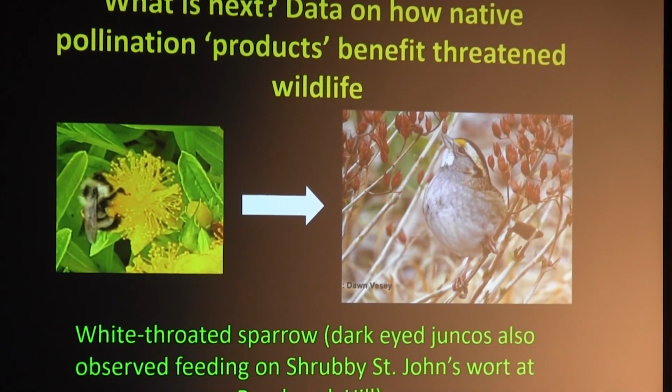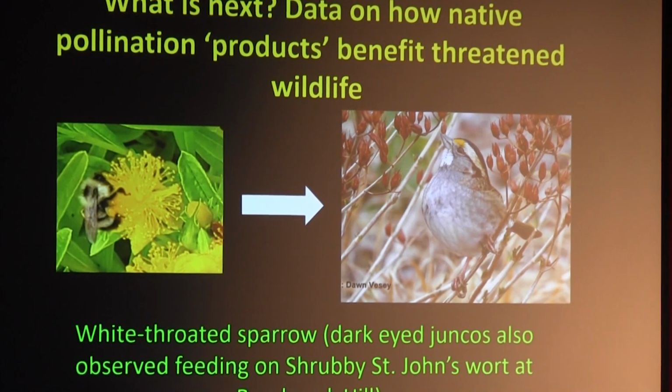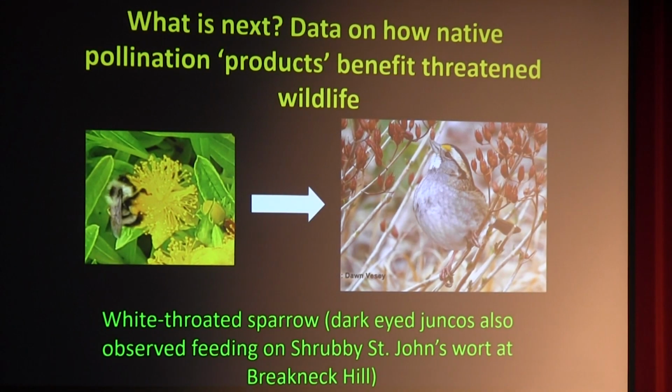Finally, I talked earlier about the connections, right? The pollination products, and we're starting to see benefits of increased biodiversity, native biodiversity at other levels, right? So here's Bombus vagans pollinating Saint John's wort at Breakneck Hill. Fast forward a few months, here's the same plant or a similar plant. There's a white-throated sparrow, a species of conservation concern, feeding on the seeds, right? It likes to feed close to the ground. It needs cover, and it likes native seeds. And we're starting to see these connections being restored.